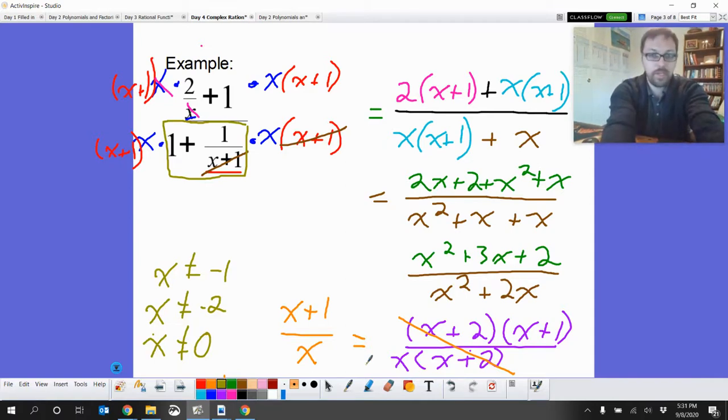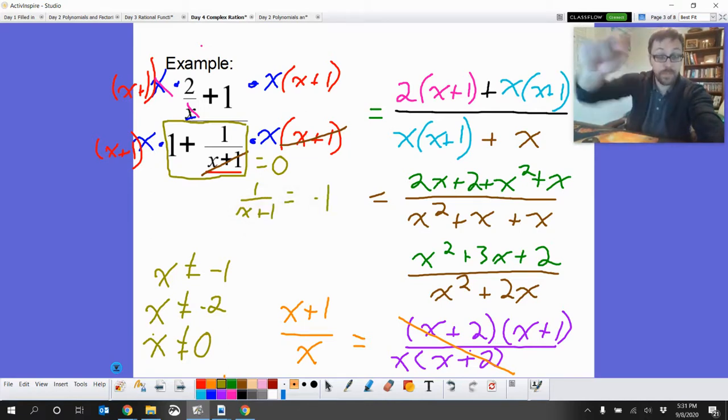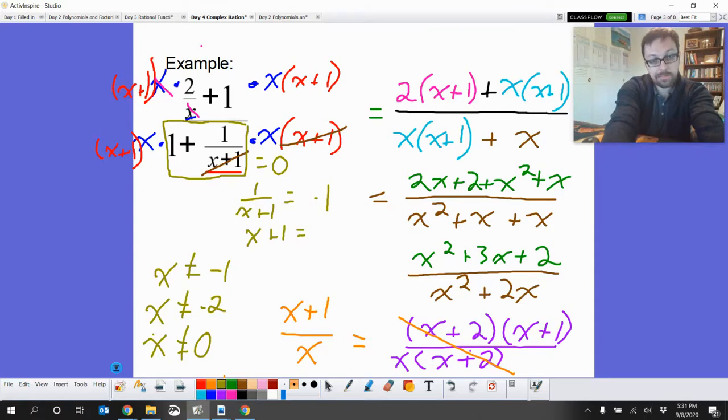So I would start out at equal to 0. So this thing equals 0. Well, subtract a 1 from both sides. I get 1 over x plus 1 equals negative 1. I can flip both sides of that fraction. So I get x plus 1 equals negative 1 still. Flip negative 1, it's still negative 1. And then subtract 1 from both sides, we get negative 2.